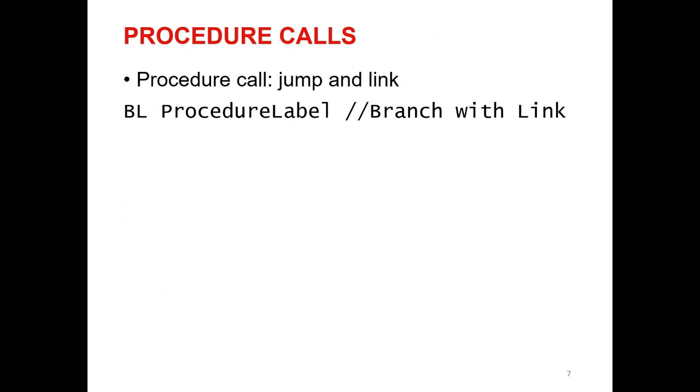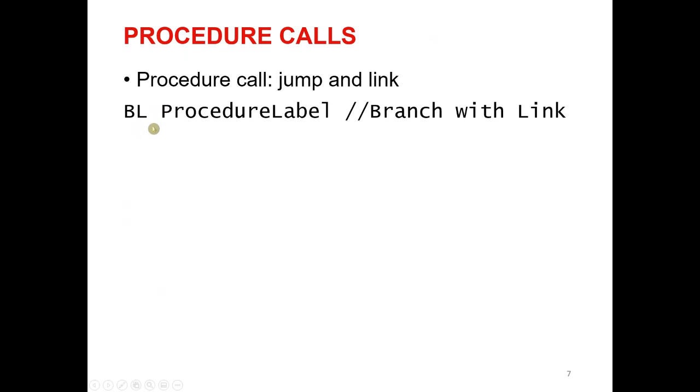So for instance, when we want to call a procedure, we will use this instruction BL, which is branch with link, and here we have the procedure label. By procedure label, I mean the name of your procedure. It could be swap, it could be procedure 1, it could be whatever you want. So here this will be a label which will have been defined by the programmer at some place in my code, and this is the instruction I use.